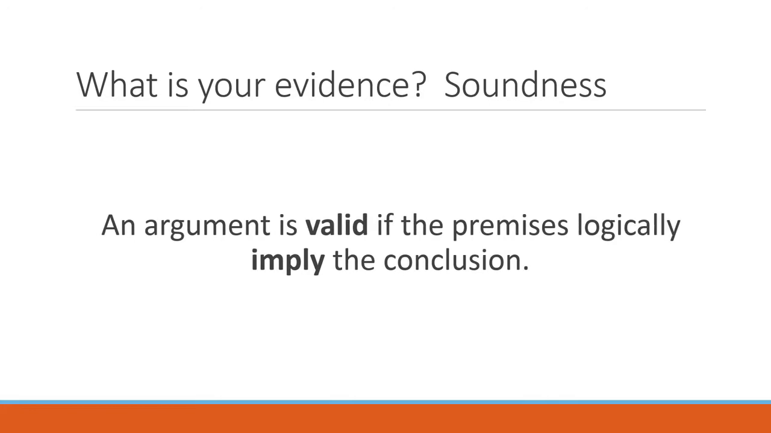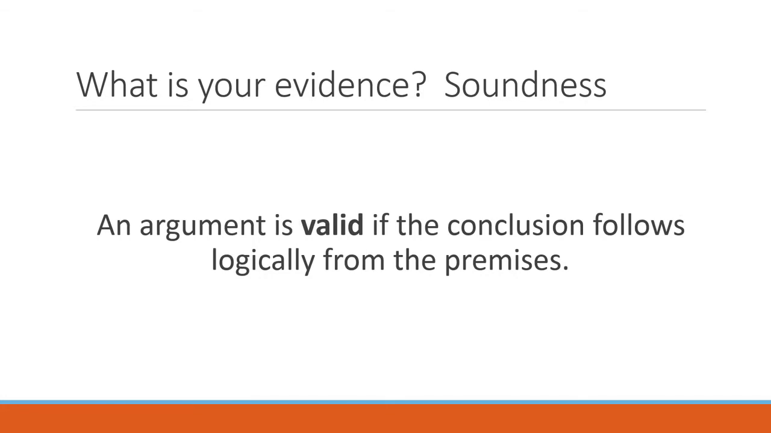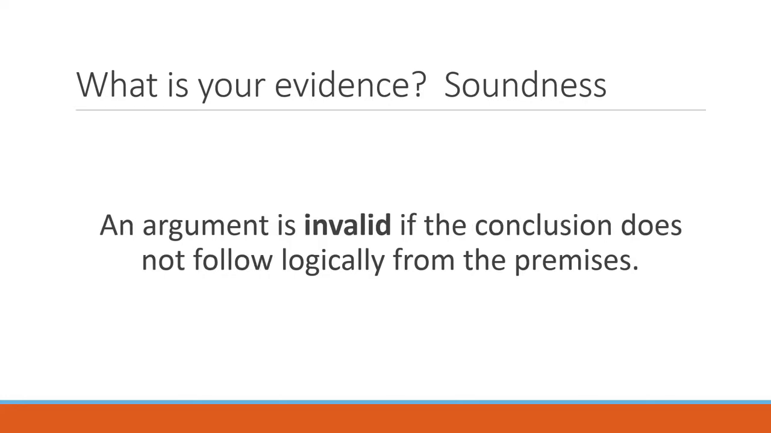An argument is valid if the premises logically imply the conclusion. It is invalid if the premises do not logically imply the conclusion. Another way of saying the same thing, an argument is valid if the conclusion follows logically from the premises. It is invalid if the conclusion does not follow logically from the premises.